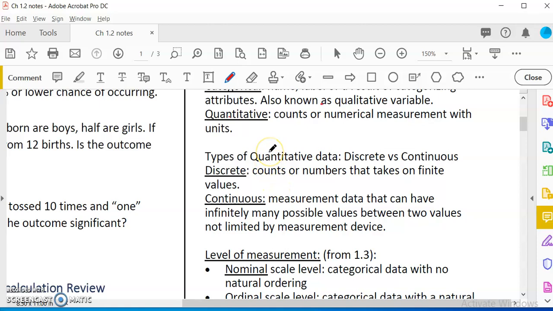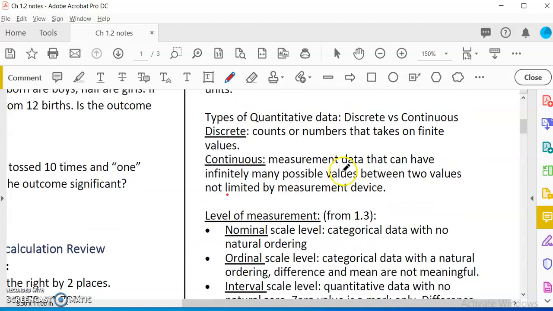Say, for example, how many pets do you have? You cannot say 1.5, right? How many cars do you have? You can say 1.5. So they're discrete numbers. Continuous are usually measurement data. You can measure it to infinitely many possible values between two values. It is only limited by the measuring device, or sometimes we report it by rounding, but the nature of the measurement can have any number in between two values. We would say they are continuous.